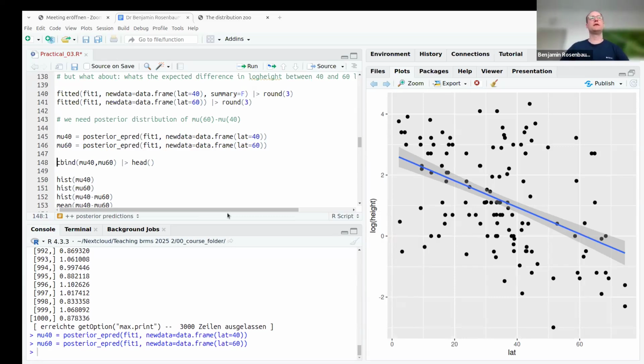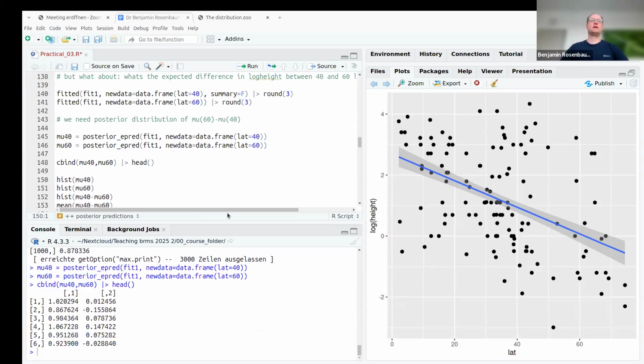And what is now important here is that the first column is the predictions for latitude 40. The second column is the predictions for latitude 60. The important thing is now that each column is generated with the same posterior samples, right? With the same posterior samples in the parameters. So you can actually make row-wise differences now. And then you will get a distribution of the difference.